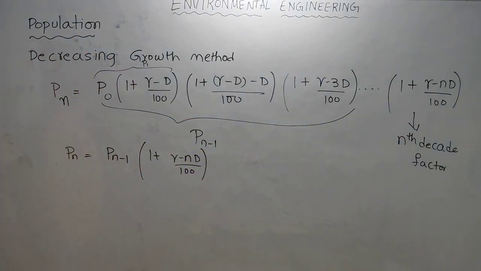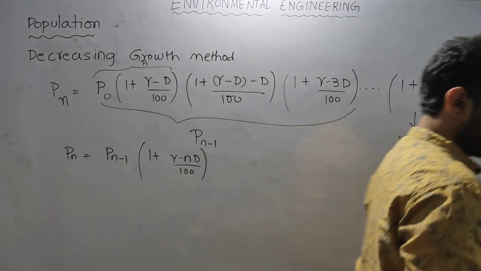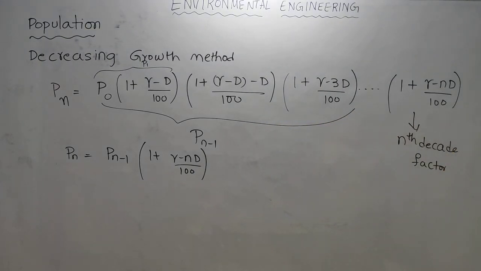So this is the decreasing growth method. It is not that important for the GATE examination. Anyways, this is also a concept which needs to be understood, so that is why I have explained it to you.